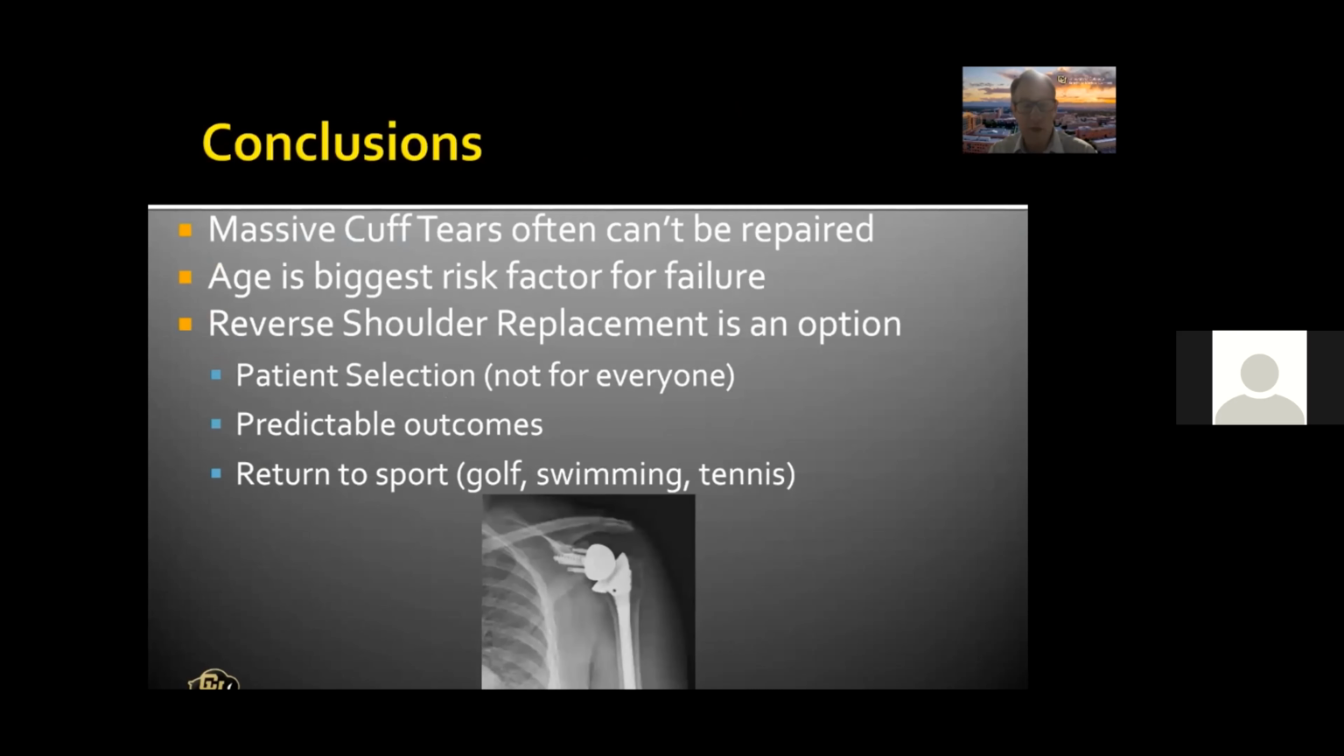So in conclusion, massive rotator cuff tears often can't be repaired, and they have a very high rate of not healing. Age is the biggest risk factor for failure. Reverse shoulder replacement should be an option for these patients, but patient selection is very important. The surgery is not for everyone. It's typically not for young patients, just given the longevity of the implants. It does produce predictable outcomes in the right patient, and most of these patients are able to return to sport. But again, those sports are typically golf, swimming, or tennis, as opposed to any higher level or contact sport.